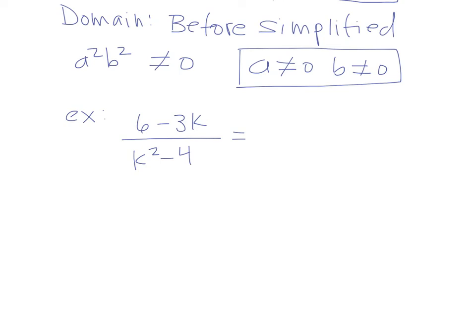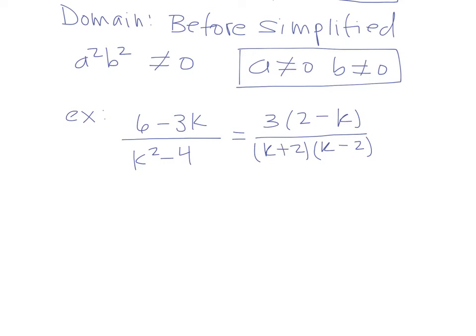So in the numerator, we can take out a 3 from both those terms, and we're left with 2 minus k inside parentheses. So we have a factor of 3, we have a factor of 2 minus k. And that is over, we have a difference of 2 squares. So from our difference of 2 squares pattern, we know we're going to have k, and then 4 is 2 squared, so we have a 2 and a 2, and the signs are going to be a plus and a minus.